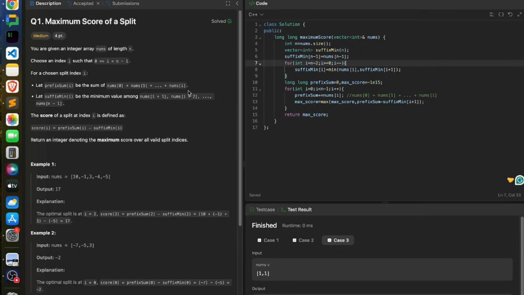I hope you had solved this problem. So yeah, let's look at the second problem now.